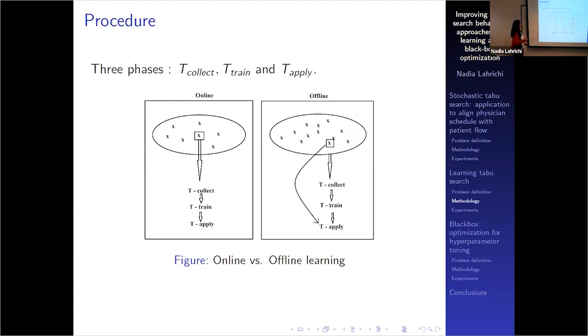We have 2 versions, what we call online and what we call offline. What is online learning? These are all my instances, and I pick 1 instance at a time. I'm solving the problem for 6 physicians and 40 patients. I pick this instance, I run my taboo search, I collect information, I train on that information, and then I start applying, I get my solution, I'm done.